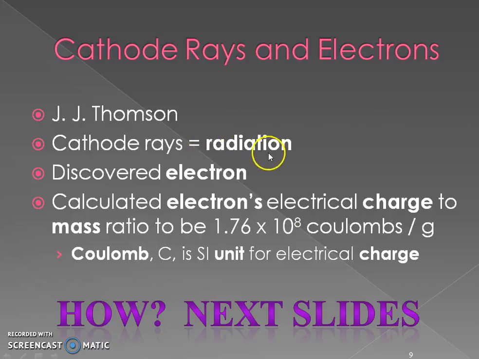We want to remember that cathode rays are just radiation, and I'm going to show you an example in a moment. He discovered the electron, and he calculated the electron's electrical charge to mass ratio to be 1.76 times 10 to the 8th coulombs per gram. A coulomb is just the SI unit for electrical charge, and we're going to get into more detail about coulombs later on in the course.